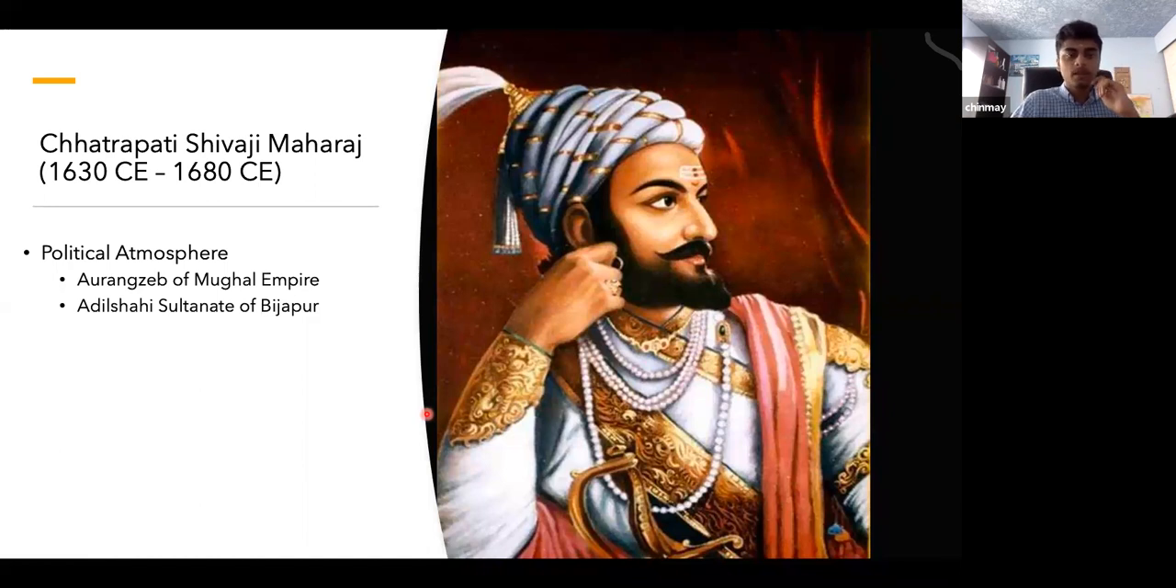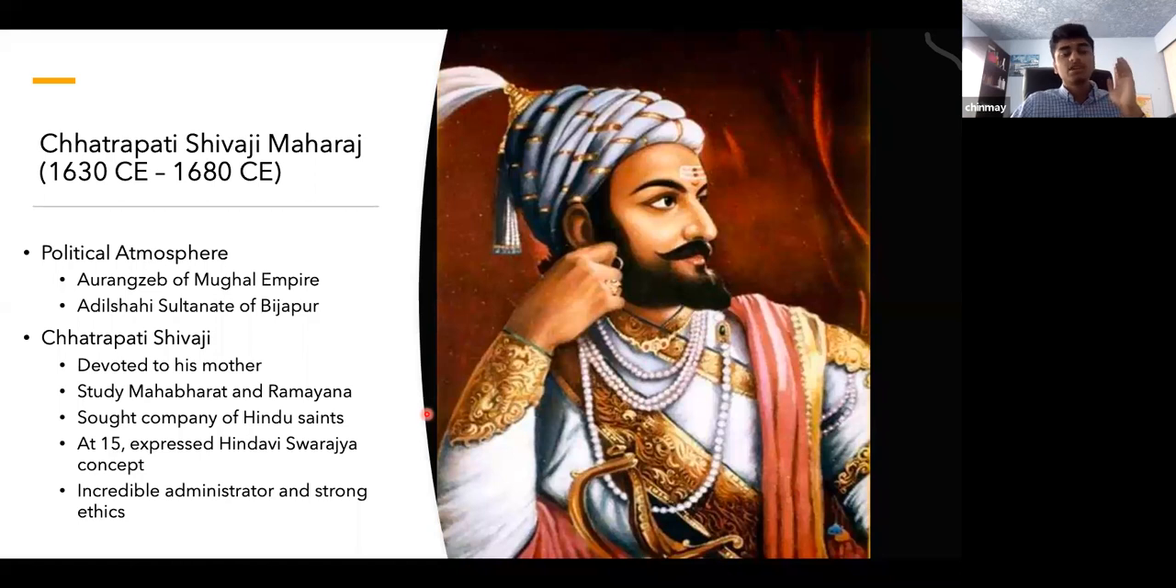Shivaji's father was not some powerful king. He was a small lord that would be switching his loyalty back and forth between the Mughals and the Adil Shahi Sultanate, whichever was best for them to survive. Chhatrapati Shivaji was very much devoted to his mother. He would study the Mahabharata and Ramayana very early on, and he would study a lot of Hindu scriptures. He sought the company of Hindu saints very often, Hindu rishis, enlightened beings, self-realized souls.